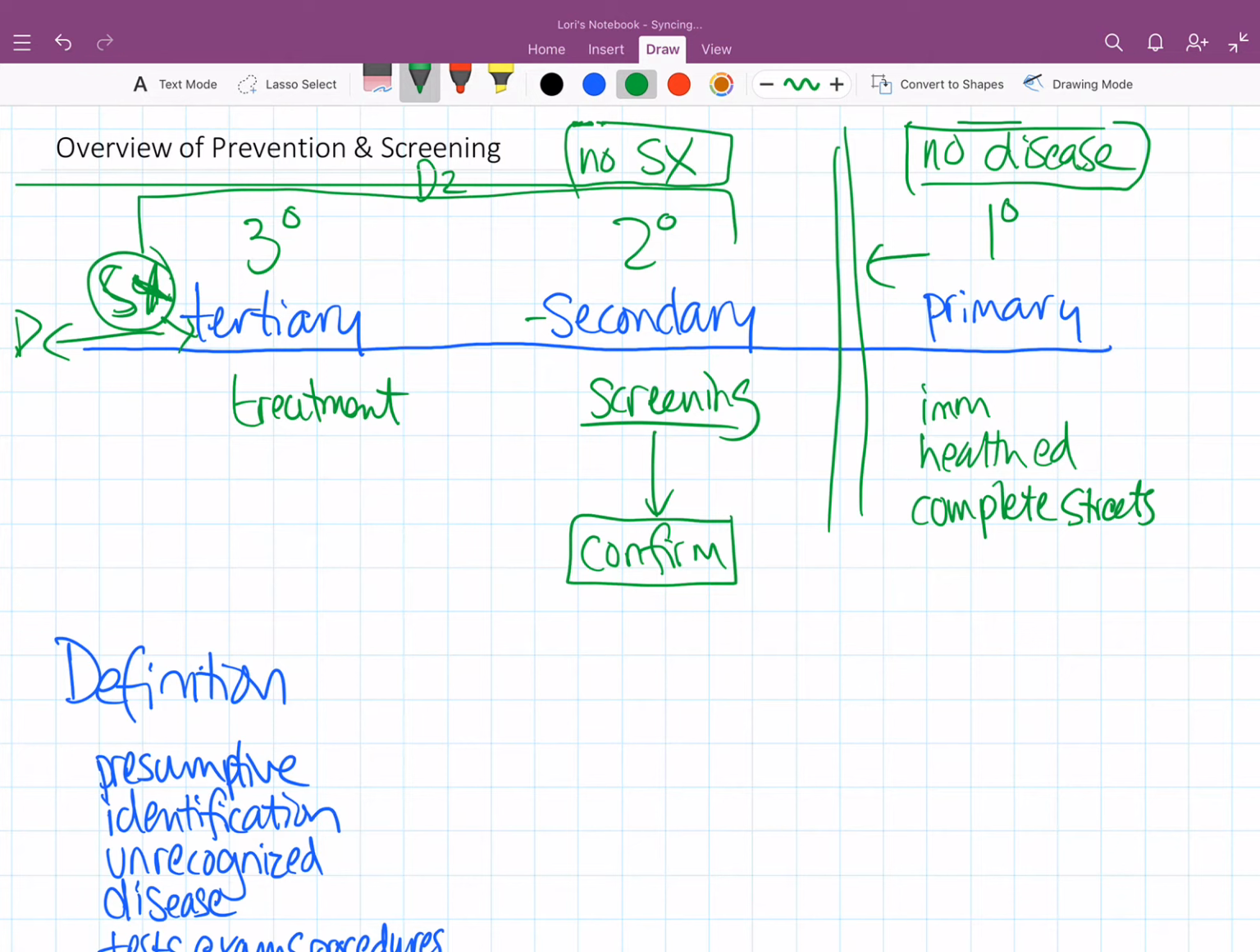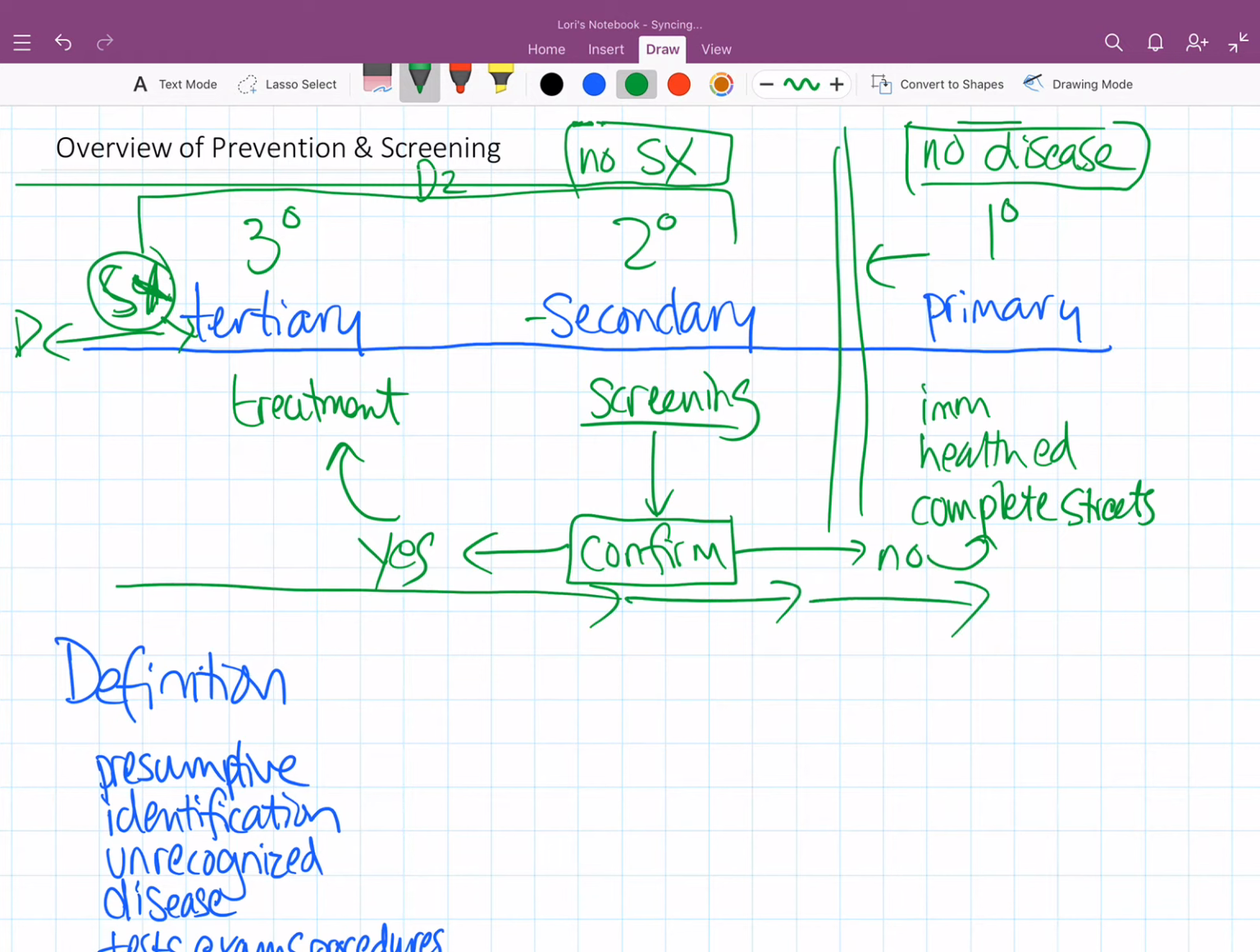So screening is this process that's kind of in the middle, and that confirmatory test could say yes, that person does have the disease, or no, the person doesn't have the disease. In either case, there may still be things that we want to do for that person. We may still want to then help them to stay healthy, or if we find that they do have disease, help them continue to move in this direction so that they are moving in the direction of health.